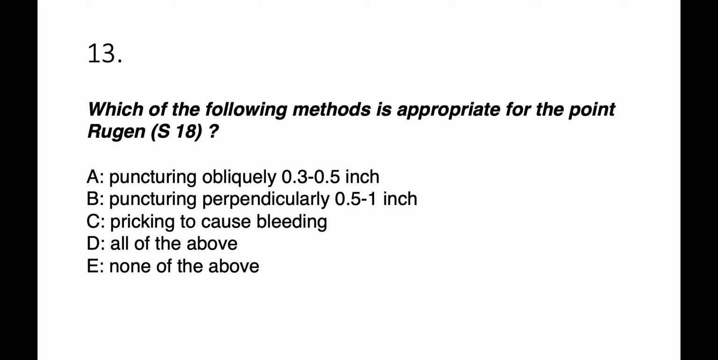Number 13. Ma'am Teresita, do you want to answer? Yes po. Which of the following methods is appropriate for the point stomach 18? A, puncturing obliquely, 0.3 to 0.5 inch; B, puncturing perpendicularly, 0.5 to 1 inch; C, pricking to cause bleeding; D, all of the above; E, none of the above. My answer is letter A, Doc, puncturing obliquely, 0.3 to 0.5 inch.